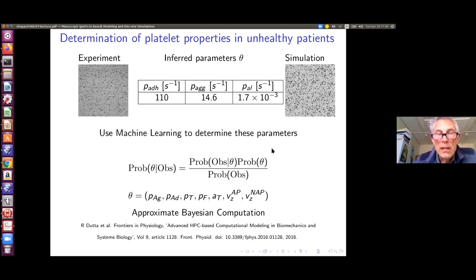And we use this Bayesian formula, which is the following. So that's called the posterior, the probability to have the parameter this much, knowing the observation. I can compute that with the probability of having the observation knowing the parameter, which is the simulation, times the distribution of the parameters divided by this. So that's something that you can do in an automatic way, and you get the distribution of all these parameters, which is this aggregation, adhesion, and all other parameters that we don't really care about now.